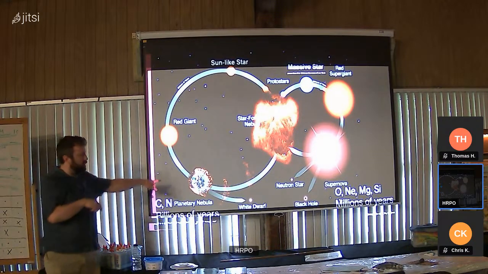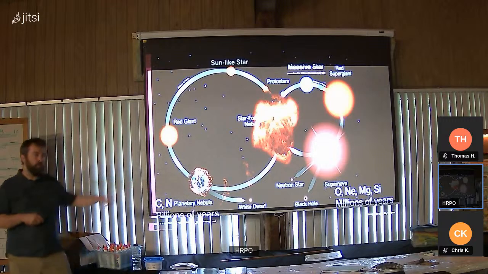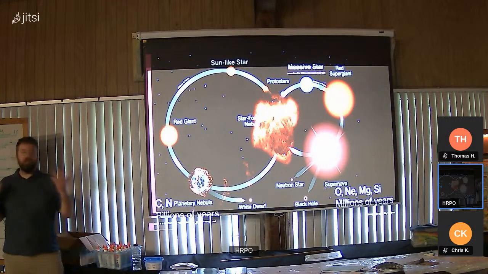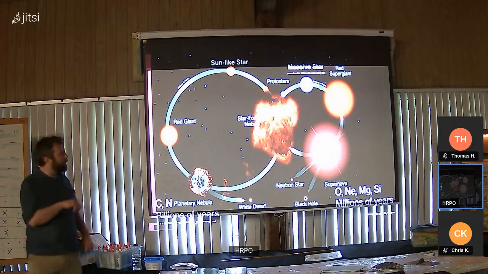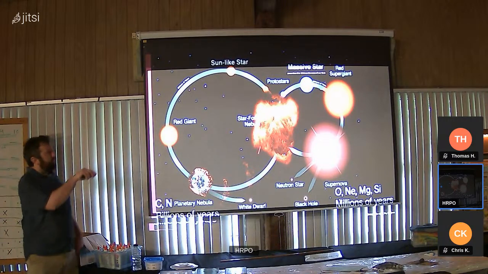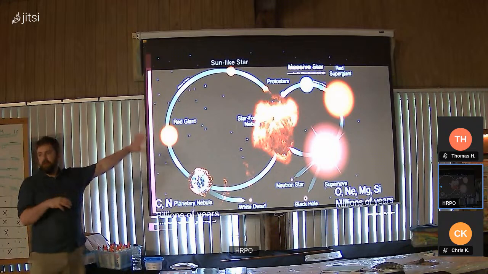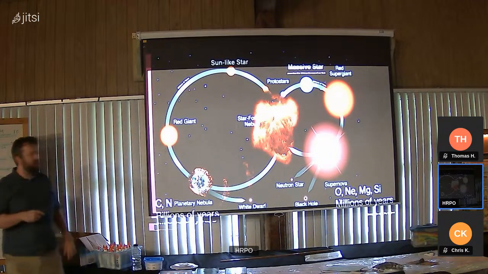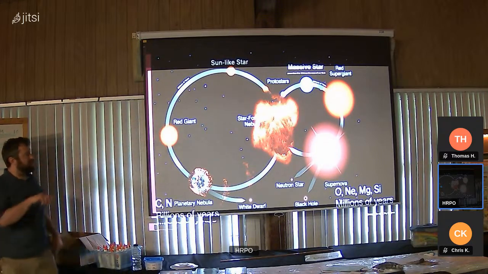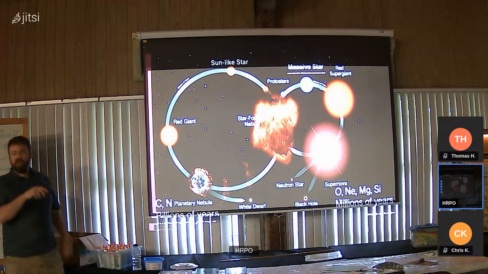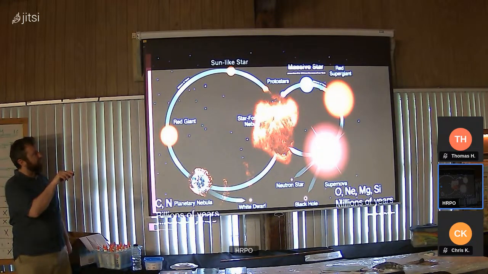And the core that's left is the white dwarf. So if nothing happens to that white dwarf, that oxygen is kind of locked away forever. It's not going anywhere. The carbon and nitrogen will get cycled back into gas and form a new generation of stars eventually. But that's how the carbon and nitrogen get to us. The oxygen comes from the massive star route.